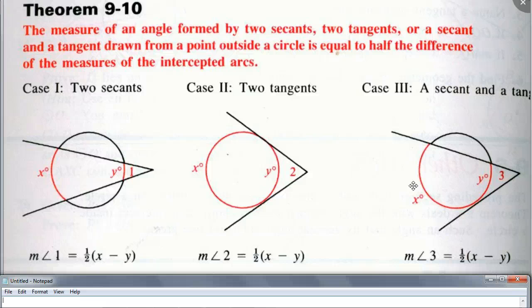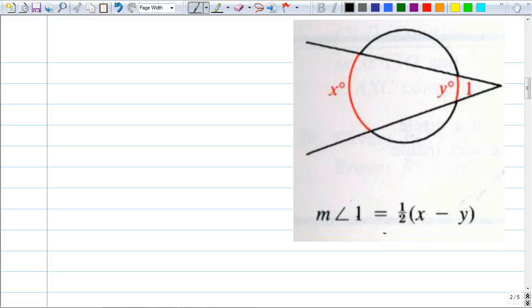Let's look at case 1 together. Okay. Here we go. And if time allows, we could talk about case 2 and 3 later, but right now let's just look at case 1. So let's look at case 1. Okay. So we got this picture.